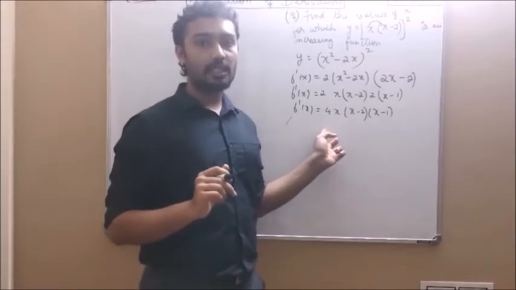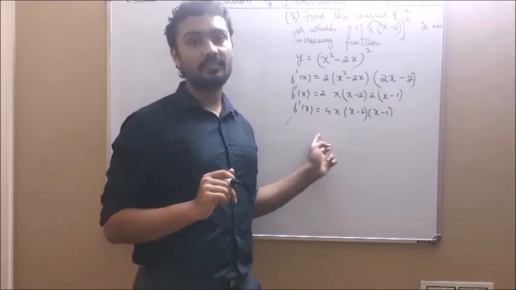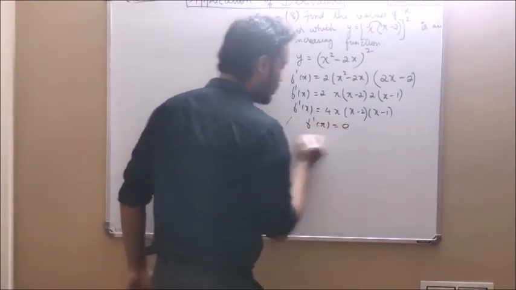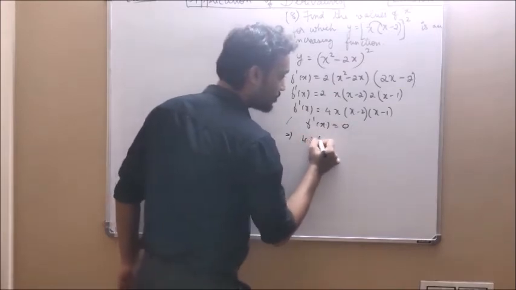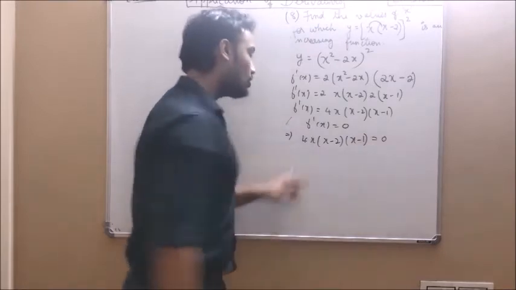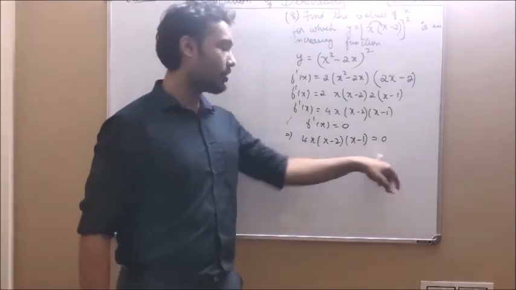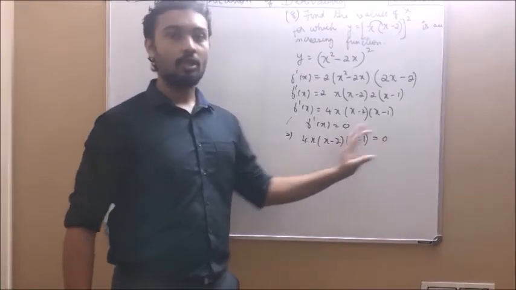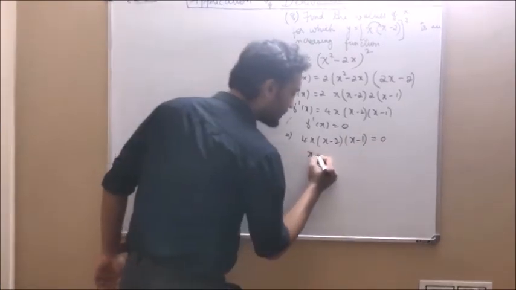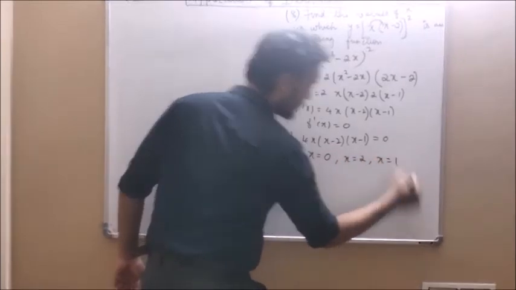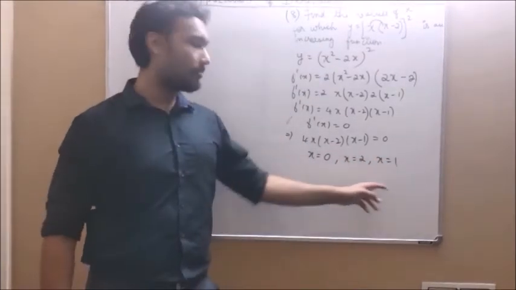Next we have to find the critical points. At the critical point, f dash of x equal to 0. So f dash of x equal to 0 implies 4x into (x minus 2) into (x minus 1) equal to 0. Then either x equal to 0, or x minus 2 equal to 0, or x minus 1 equal to 0. So x equal to 0, x equal to 2 and x equal to 1. So we get 3 critical points.